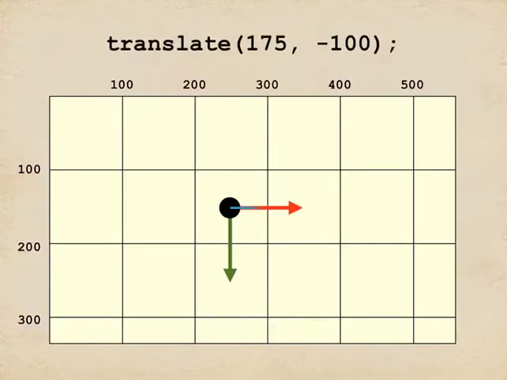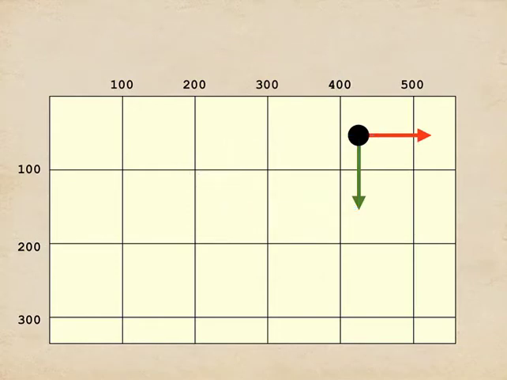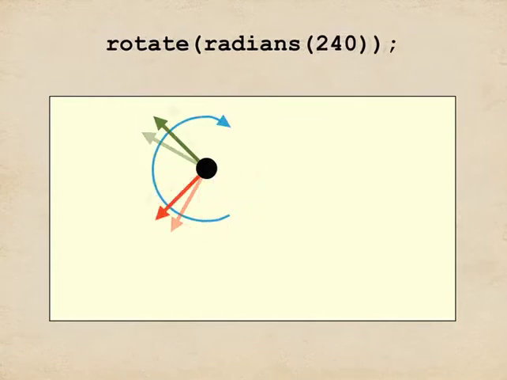To translate, we simply move the coordinate system by a given amount in x and y, and it goes to the new location. From then on, anything we draw will be with reference to that new location. Rotation is the same way. We rotate the coordinate system, and from then on, everything we draw is rotated.